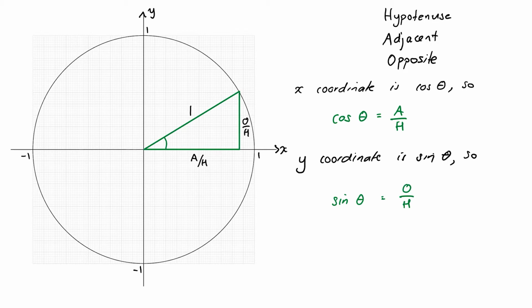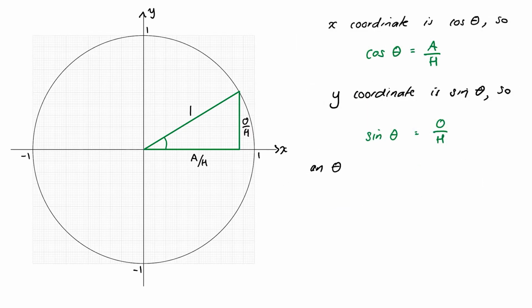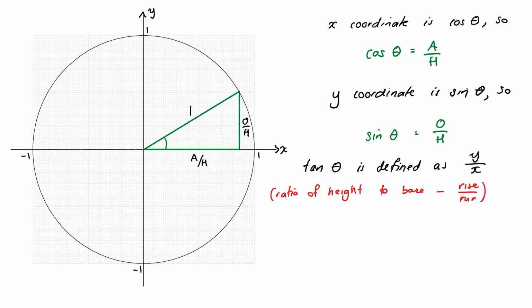Okay, now you might be wondering, what about tangent? The tangent function is one more trig function that relates the other two sides of the triangle, the opposite and the adjacent. So in terms of our graph from before, tan theta is y over x. It's the ratio of the y-coordinate to the x-coordinate. So if you like, it's the ratio of the height to the base of the triangle.